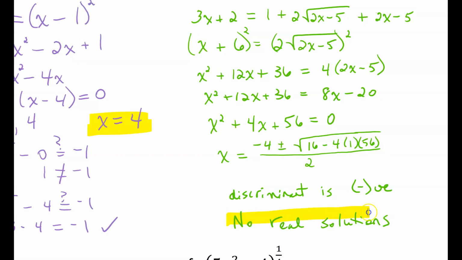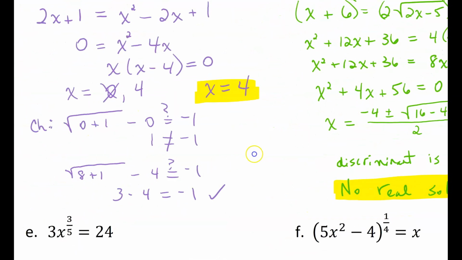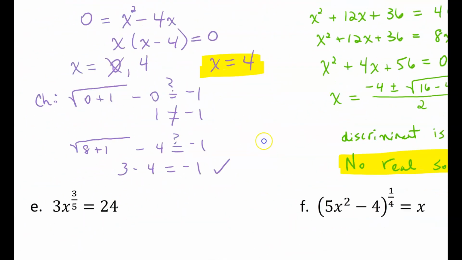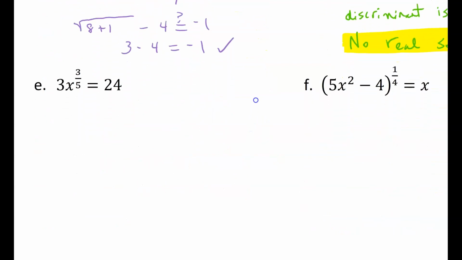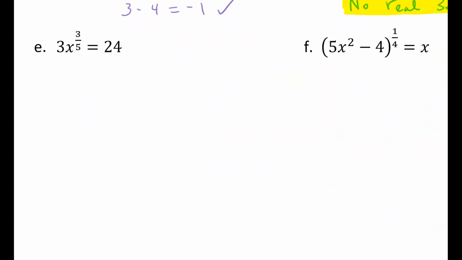Okay, and I know that was kind of a lot of work just to come down to no real solutions. All right. So moving on to our next example, you'll see this one is in exponent form, not radical form.